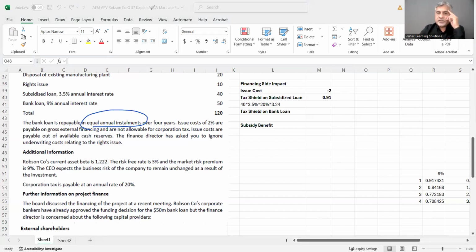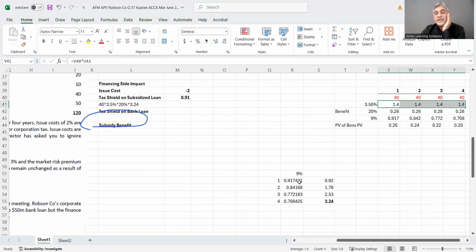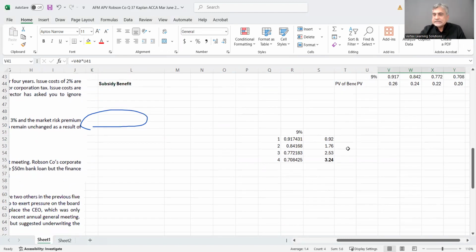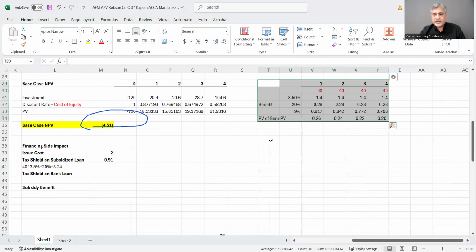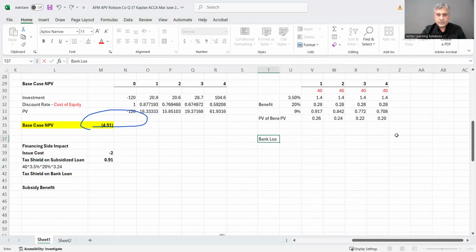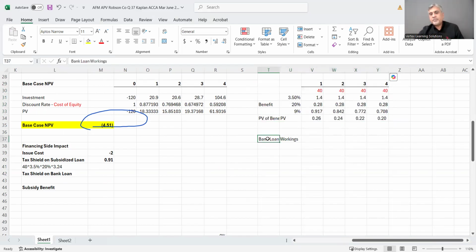Because I'm returning the bank loan, the interest amount is not the same. Earlier my interest amount was the same because I assumed that I'm not returning the money. But in case of my bank loan working, where should I put it? Let me take this thing up somewhere and I'll call it my bank loan workings. By the way, this working you have to show in exam. This other working is not needed. I just made it for myself for explanation, but the bank loan calculation you should present in exam.